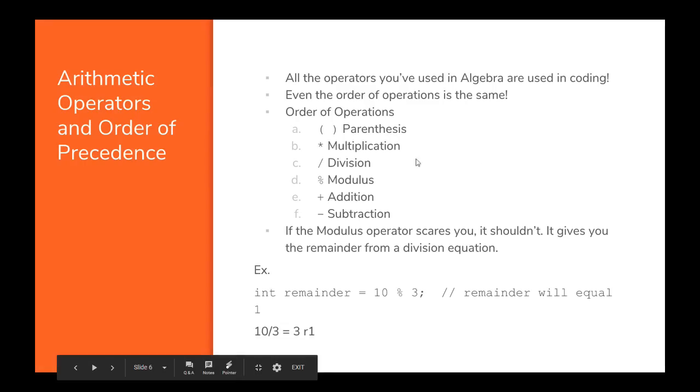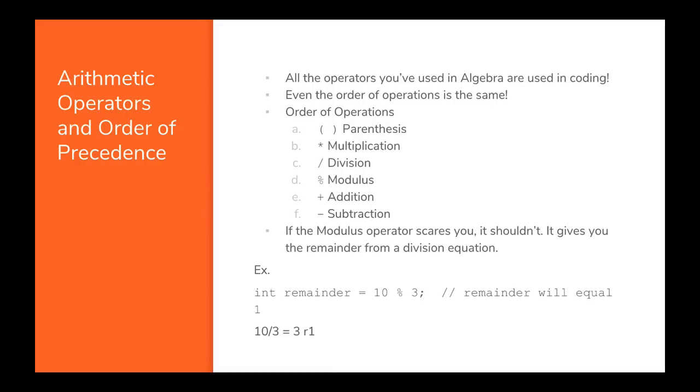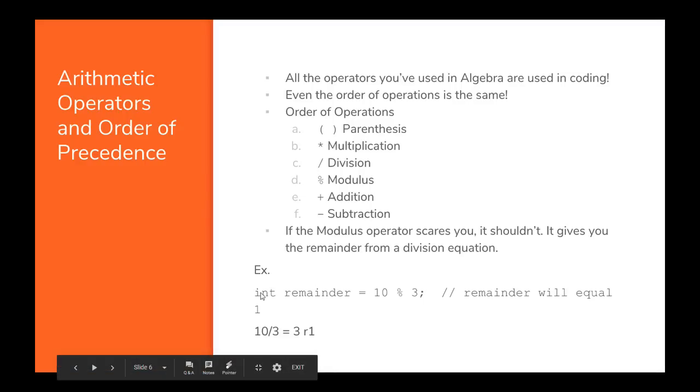The next in line is multiplication, then division, then modulus, then addition, and at last subtraction. So this modulus operator, if it scares you, it really shouldn't. It's really simple. What happens is that it gives you the remainder from a division equation. So if we were to say int remainder equals 10 mod 3, that remainder variable will end up equaling 1. We will actually do this in code real quick.